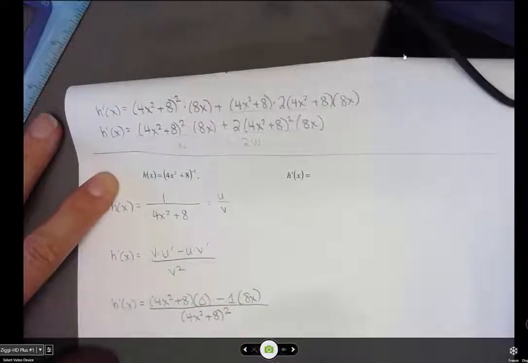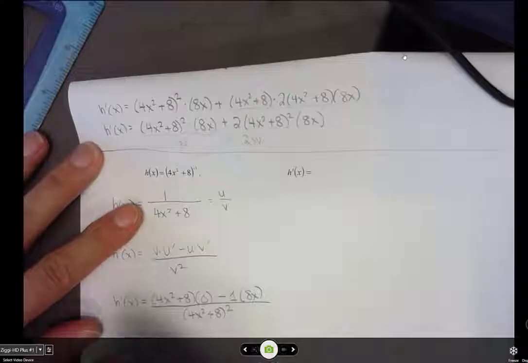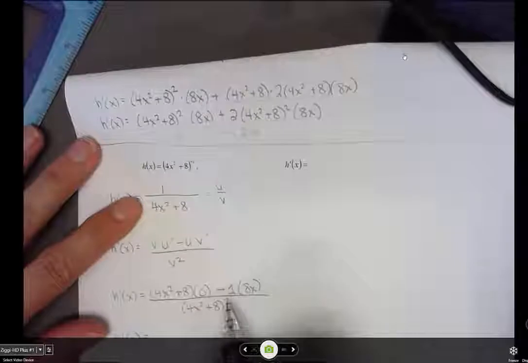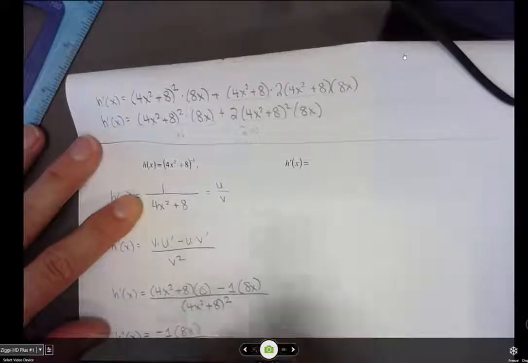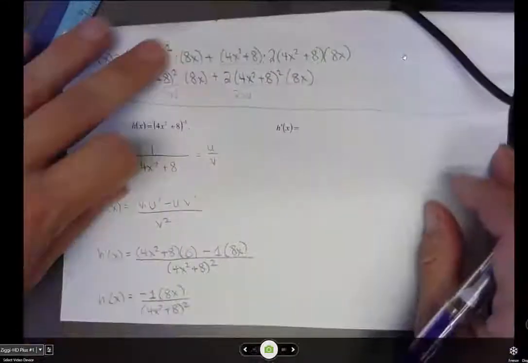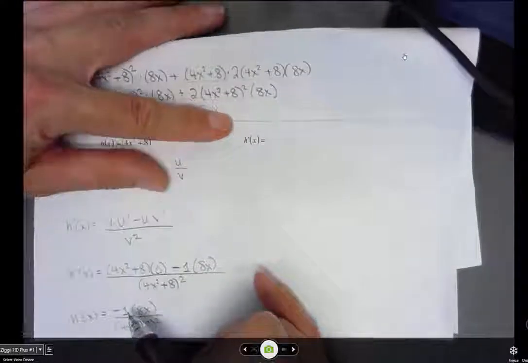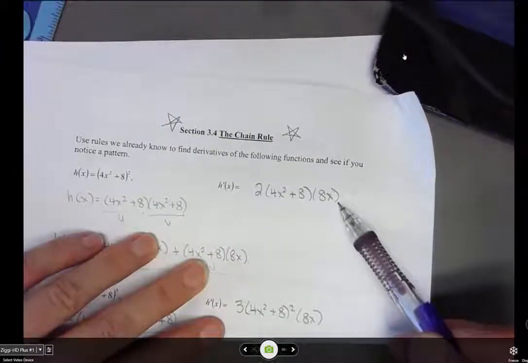Okay, well this one is times 0, so that whole first term is gone. So I'm just going to leave this negative 1 there, so I'm just going to write it as negative 1 times 8x over 4x squared plus 8 quantity squared. And then I'm just going to write it so that it looks a little bit different over here. So I am going to leave the negative 1 first. I am going to put the 8x last, just because we've had the 8x last in the other two.